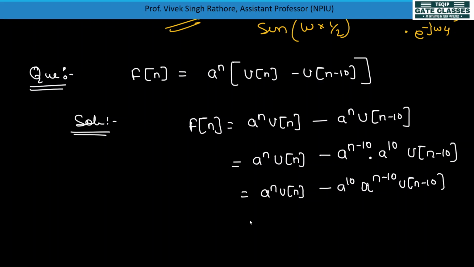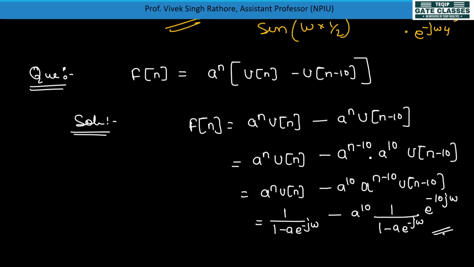So obviously what you can write here is, a to the power n u of n can be written as 1 by 1 minus a e to the power minus j omega. We have seen this earlier also, and here a to the power 10 is given. As you know, a to the power n u of n is nothing but 1 by 1 minus a into e to the power minus j omega, and as this has been shifted in time, we can also write e to the power minus 10 j omega. So this is the final answer which we wanted.